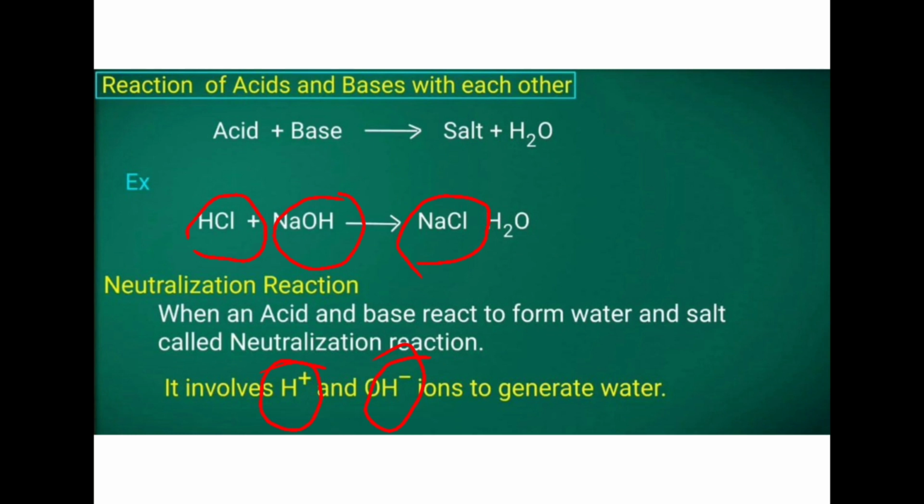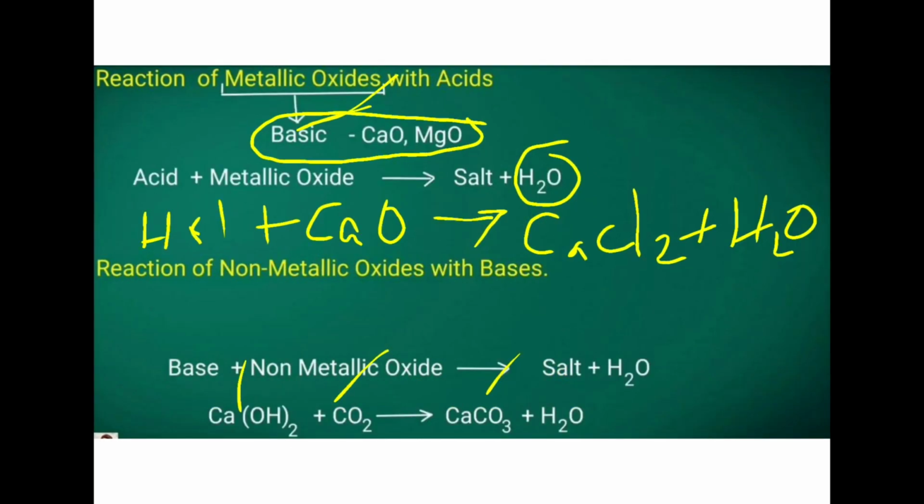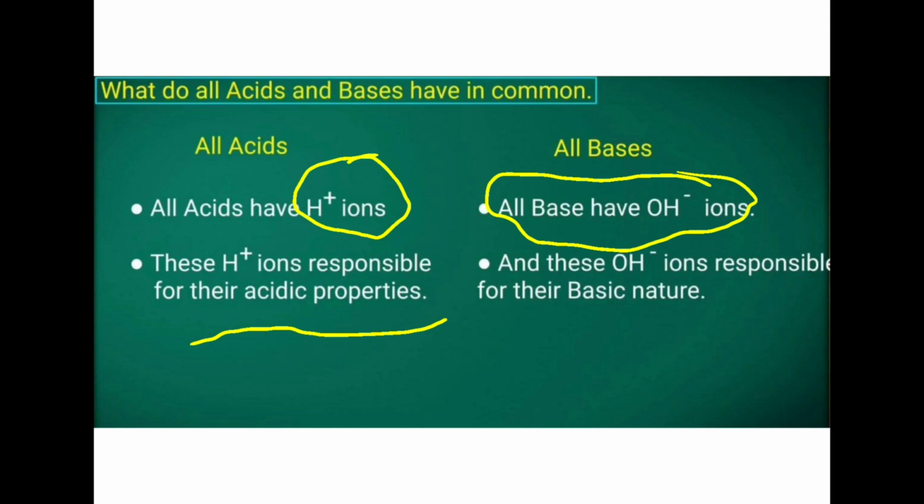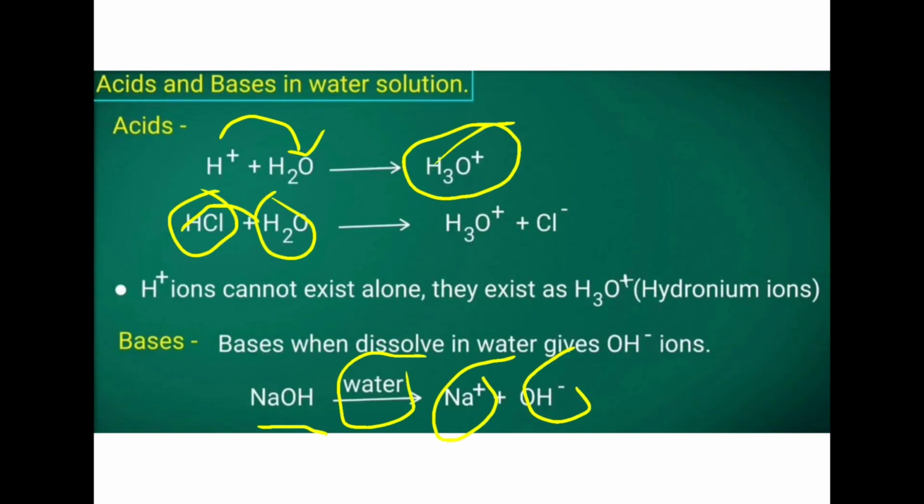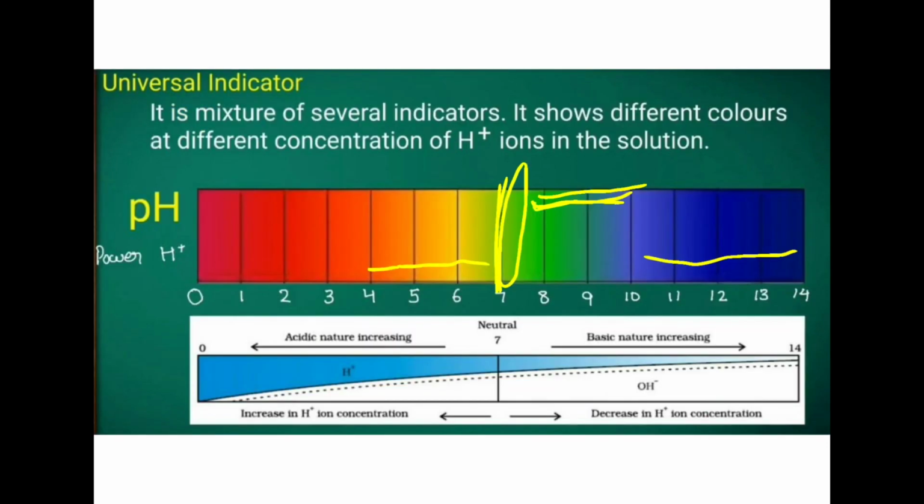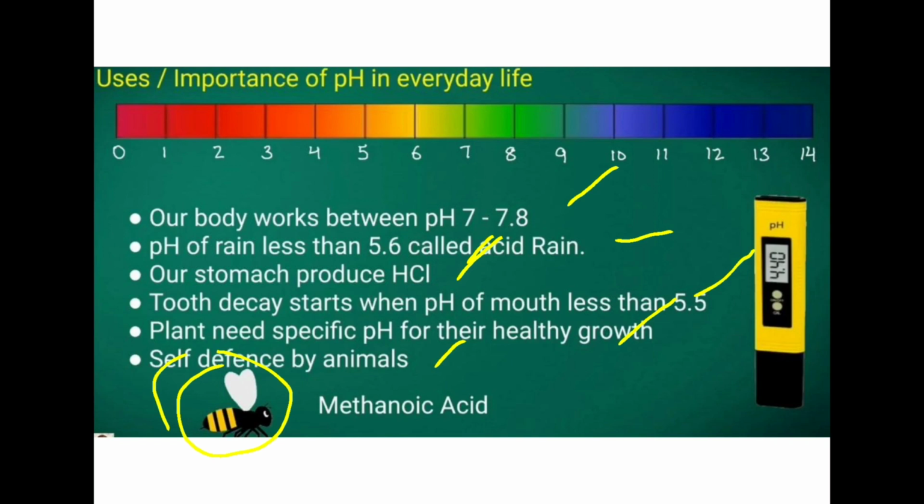Then salt formation, then reaction with metal oxides, that means metal oxide is basic and non-metal oxide is acidic. So acid plus base is salt, and base plus acid is also salt. So what do acids and bases have in common? H plus ions and OH minus ions, that also we discussed. Then hydronium ions and hydroxide ions. About pH, the universal indicator, pH depends upon the H plus concentration. Then what are the uses of pH?